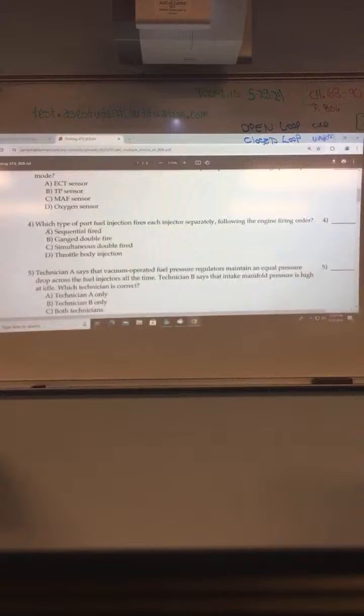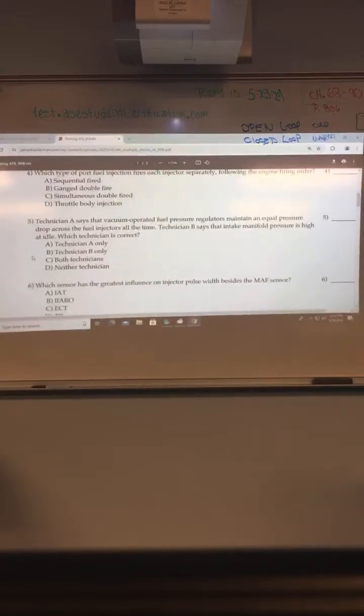Okay, we did 4, right? A. Okay. So let's talk about 5 for a second. Why is 5 A? Vacuum pump and fuel pressure regulators maintain equal pressure across injectors all the time. It does. Why is B wrong?